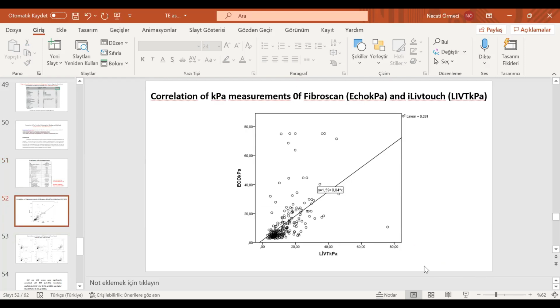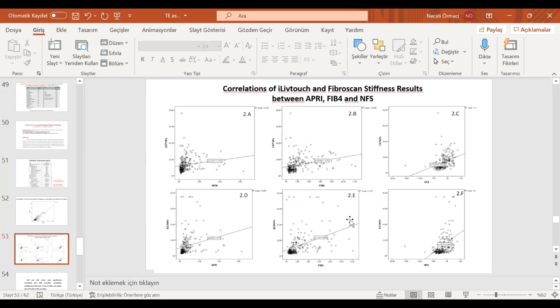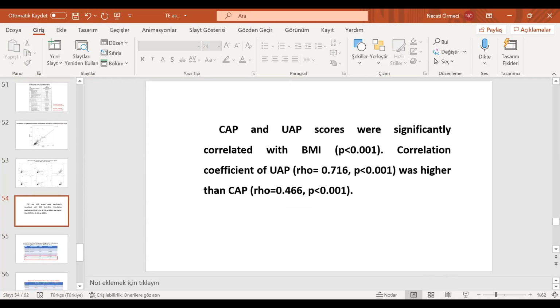If you look at FibroTouch and the echo scanner, comparing the two techniques, there's a good correlation between the two techniques. Also, there's a good correlation between FibroTouch and FibroScan stiffness results and APRI, FIB4, and the NAFLD fibrosis score, as you see in this slide. CAP and the ultrasound attenuation parameter scores were significantly correlated with body mass index, and the correlation coefficient of the ultrasound attenuation parameter was higher than CAP.